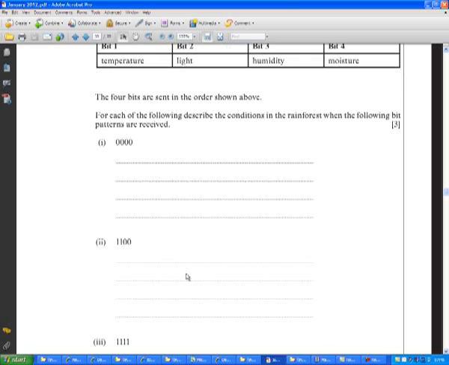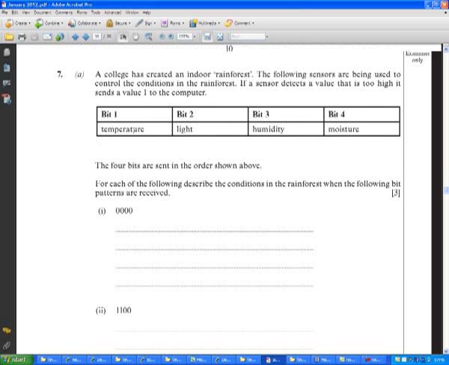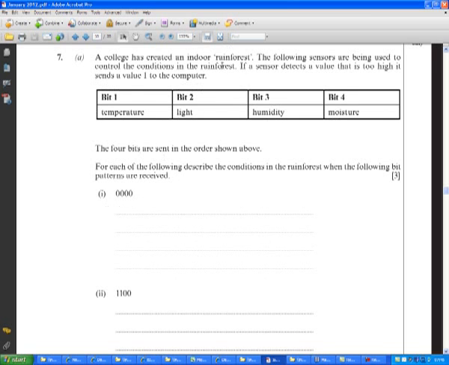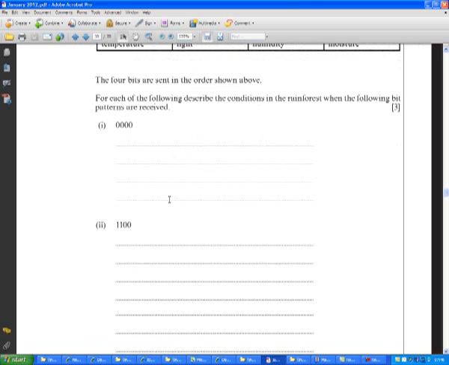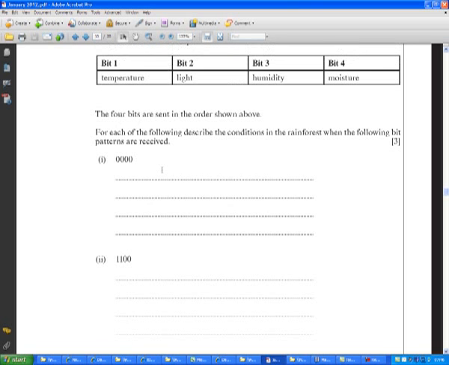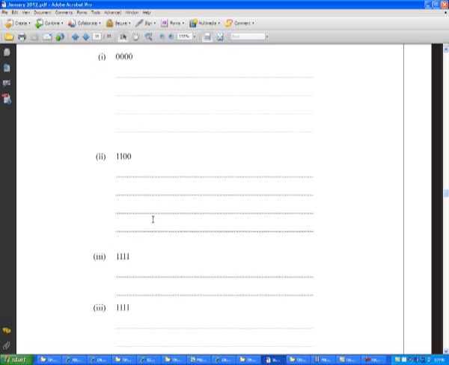So in here, because we've got the 4 ones, you know that temperature is too high, light is too high, humidity levels are too high, and the moisture levels are too high. So again, it's a fairly straightforward type of question. Once you read it carefully and you work out exactly how it works, there should be no problems answering this type of question. Just making sure that you explain your answer properly.